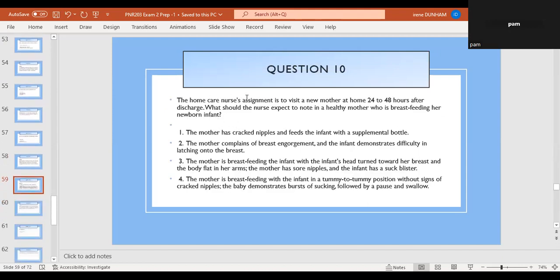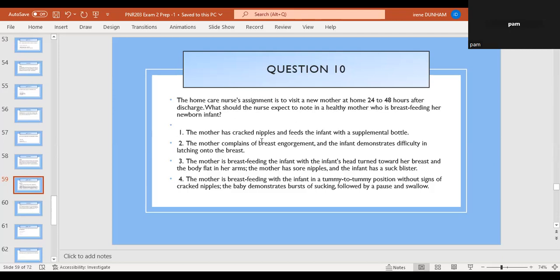Okay. All right, how about this? The home care nurse's assignment is to visit a new mother at home 24 to 48 hours after discharge. Okay, this lady wanted to go home quick. So what should the nurse expect to note in a healthy mother who is breastfeeding her newborn infant? Okay, so, all right. The mother has cracked nipples and feeds the infant with a supplemental bottle. But now, what's the question asking me? The question is asking me, what should the nurse expect to know in a healthy mommy who is breastfeeding her newborn infant?